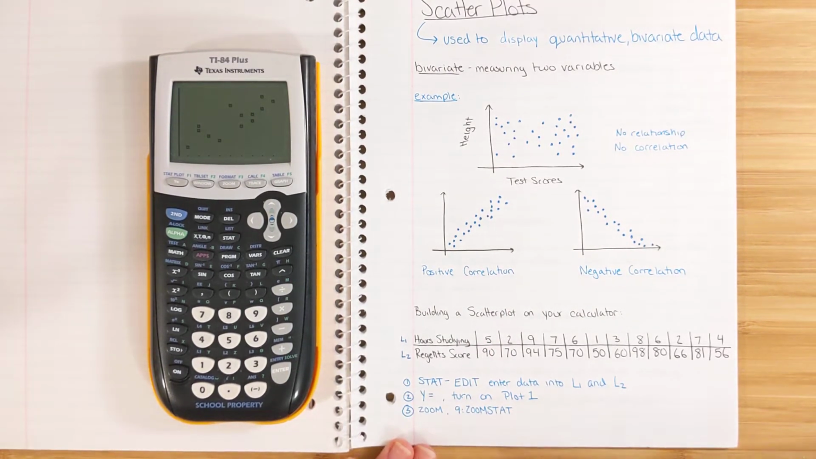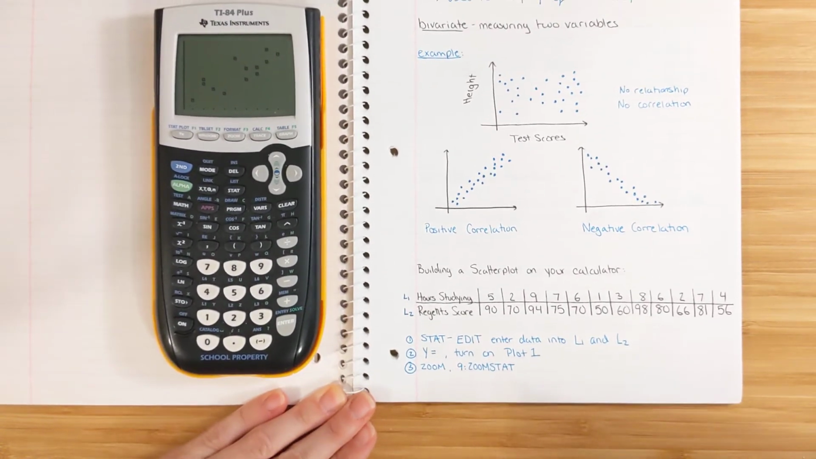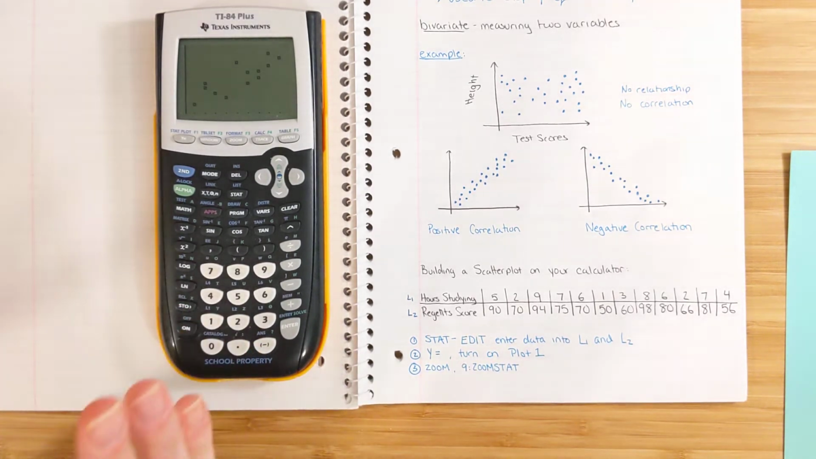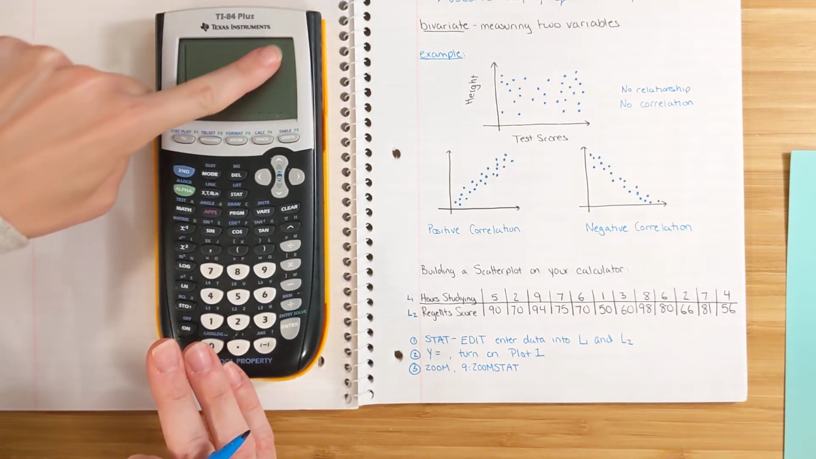All right, and I wrote down the steps down here at the bottom of the page, so if you need to pause the video and copy them down into your notebook so that you have them, I definitely recommend that for future reference. But now that I can visually see my scatter plot, I can tell that there is a slight positive correlation.